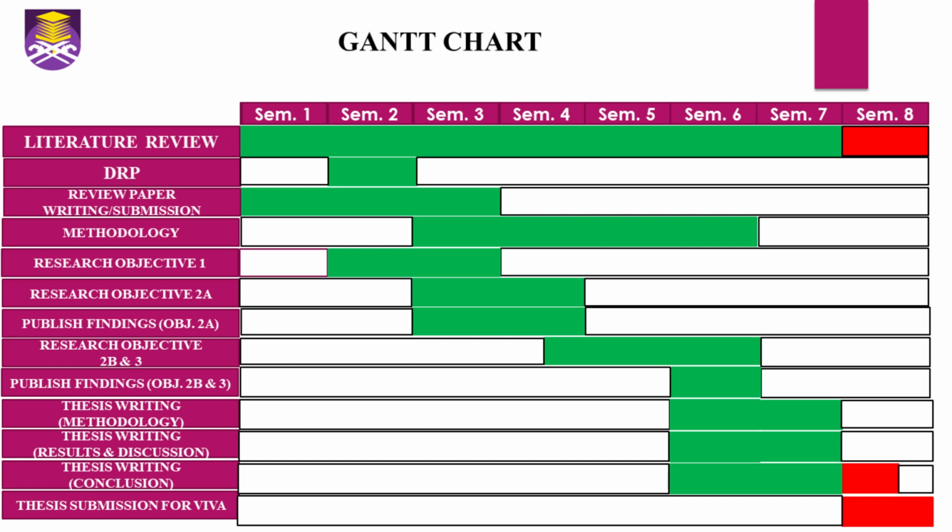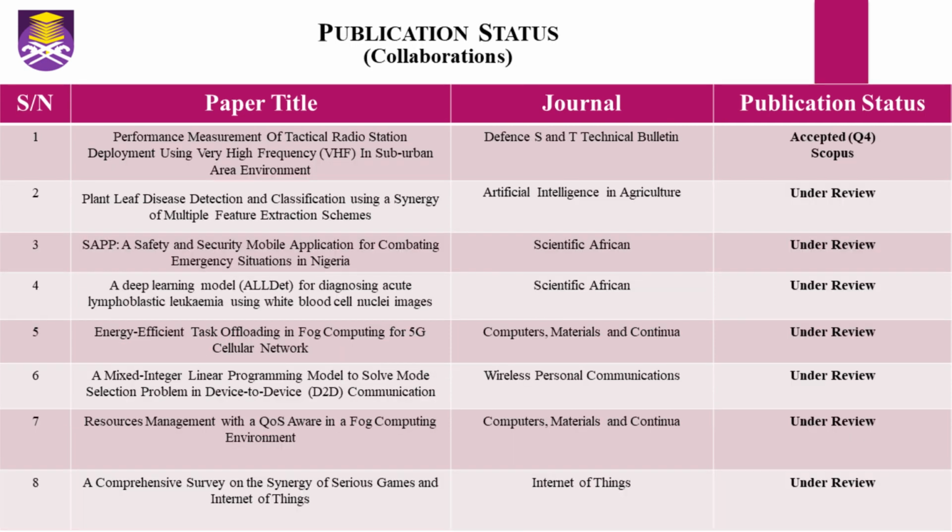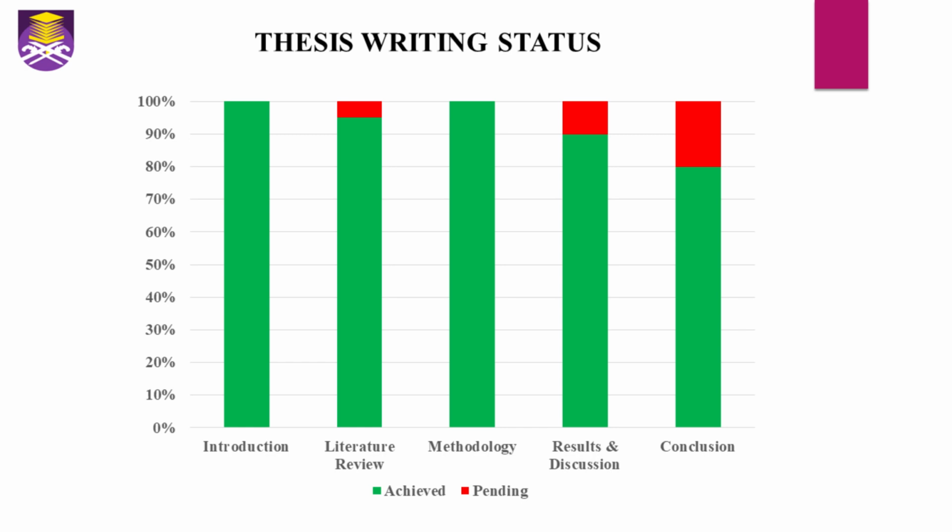Here is the Gantt chart. Publication status. Here is the list of publications so far. Some are under review. These are some of the collaborations. Most of them are still under review. And this is the thesis writing status. These are the percentages I've reached so far.